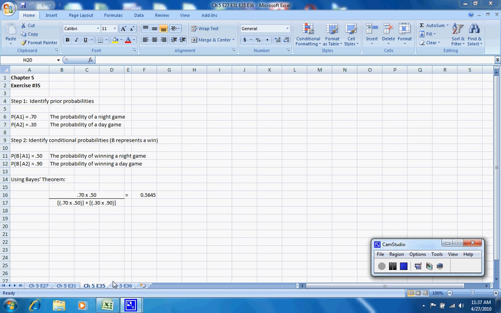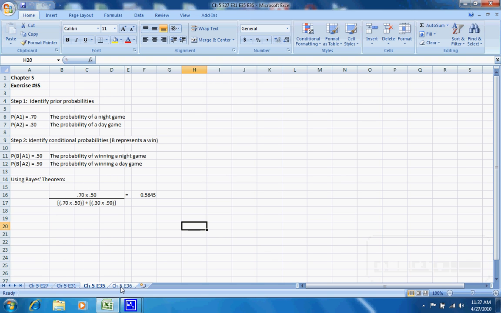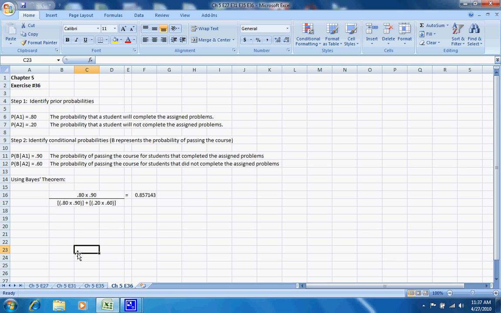The next example is exercise 36, and that's pretty similar. Again, the key is to identify the probabilities, recognize the prior probabilities, and then the conditional probabilities. In this case, the probability that a student will complete the assigned problems is 80%. The probability the student will not complete the assigned problems is 20%.